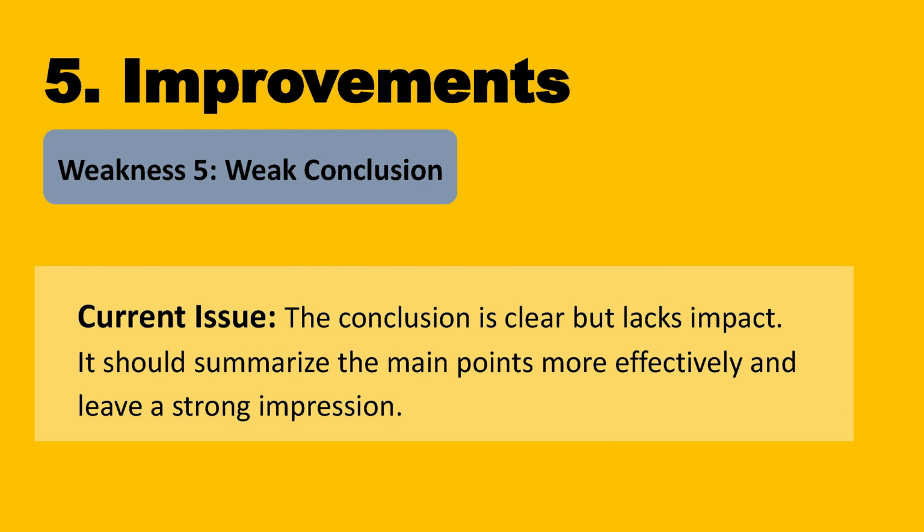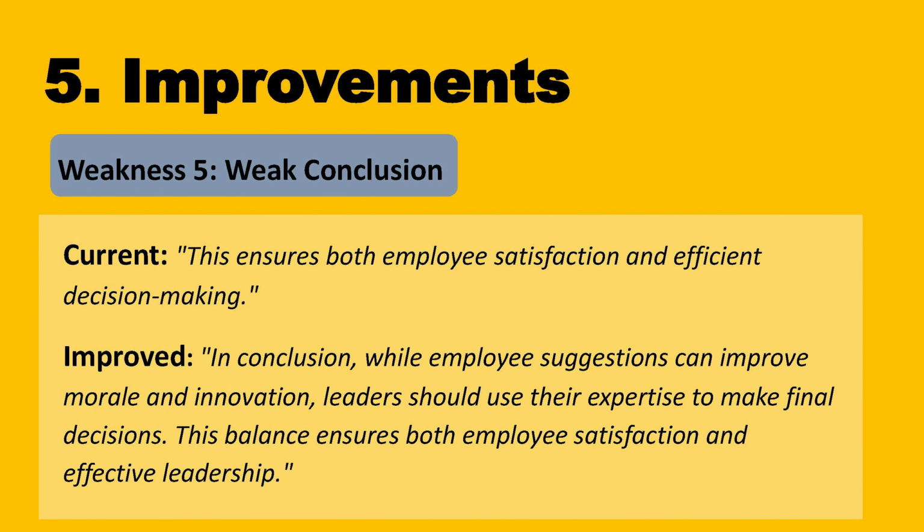5. Issue. Weak conclusion. Current issue. The conclusion is clear but lacks impact. It should summarize the main points more effectively and leave a strong impression. Current. This ensures both employee satisfaction and efficient decision-making. Improved example. In conclusion, while employee suggestions can improve morale and innovation, leaders should use their expertise to make final decisions. This balance ensures both employee satisfaction and effective leadership.